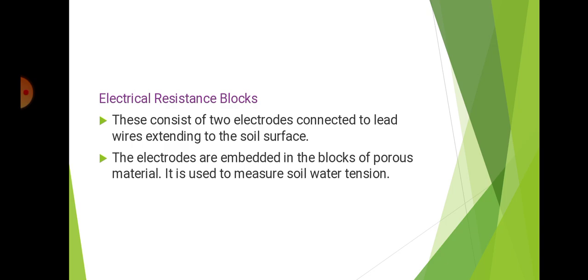The next, if you see electrical resistance blocks, these consist of two electrodes connected to lead wires extending to the soil surface. The electrodes are embedded in the blocks of porous material. It is used to measure soil water tension.